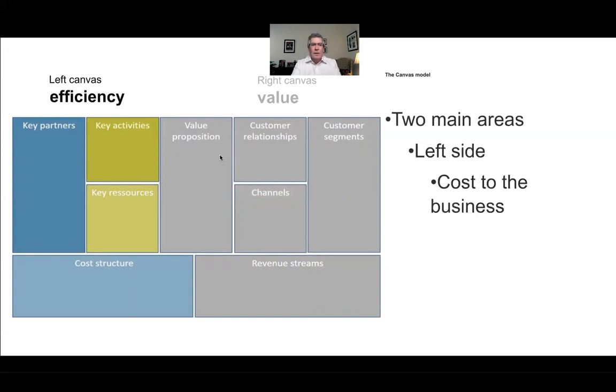So the left side is really where the cost of the business is. It's everything that makes up your cost structure. The cost structure is down below because it's the baseline for the top parts. You may have to pay for outsourcing to partners. You have key activities you've got to operate in, and you need key resources, and all that takes money.